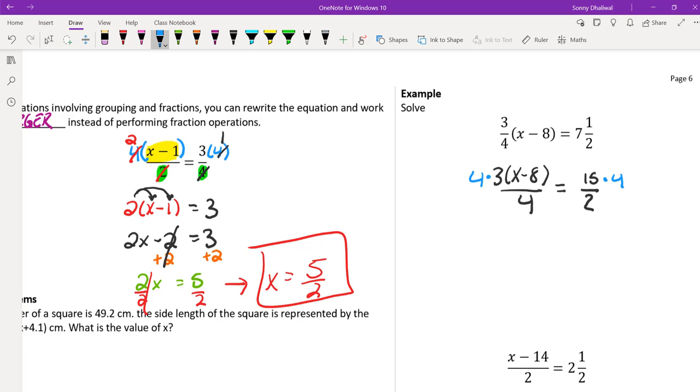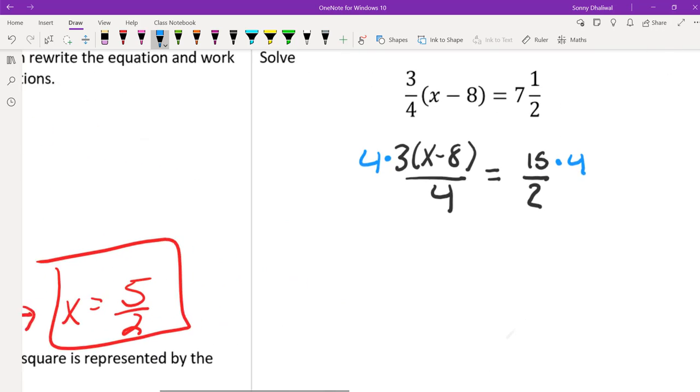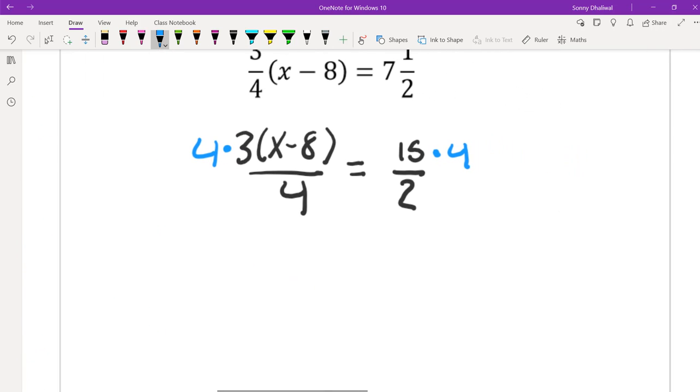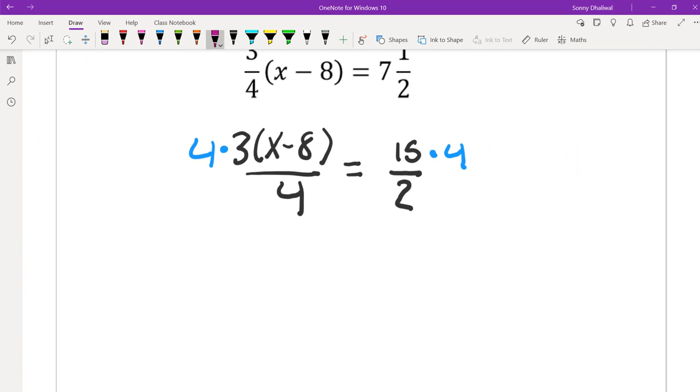Okay? And we did this to get rid of the denominators. Right? This 4 goes into this 4 once. So the 1 times anything doesn't change it. It stays the same. So the top is all we're left with.